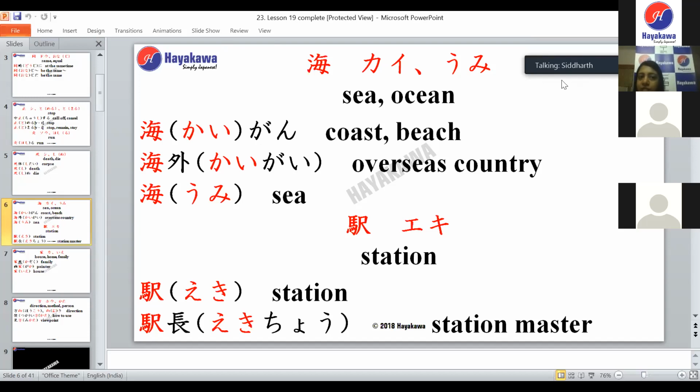So the first word we have is kaigan, which is a coast or a beach. And the second word is kaigai, which is an overseas country. And the word for sea in Japanese is umi. Okay, umi is sea. So any doubts regarding this kanji?